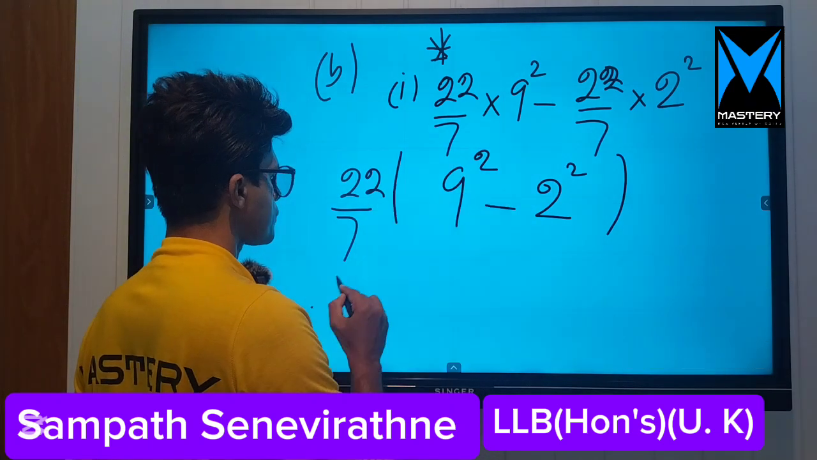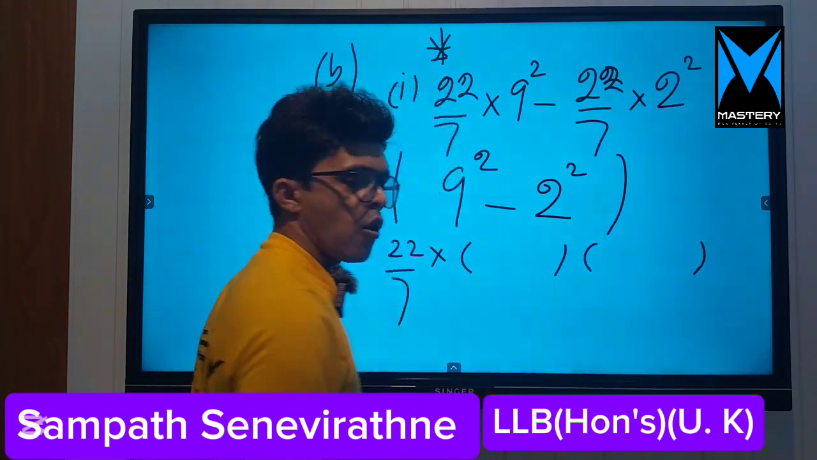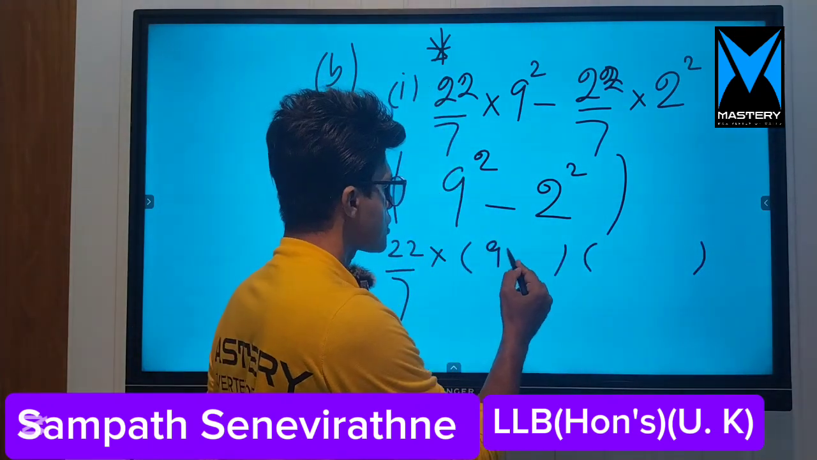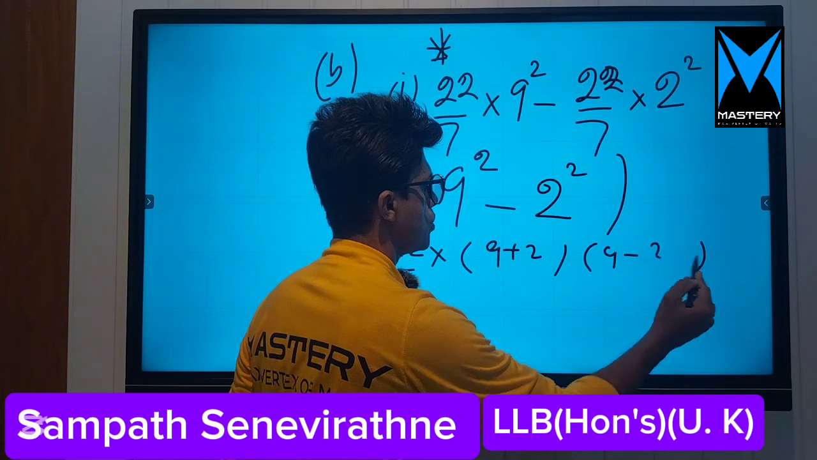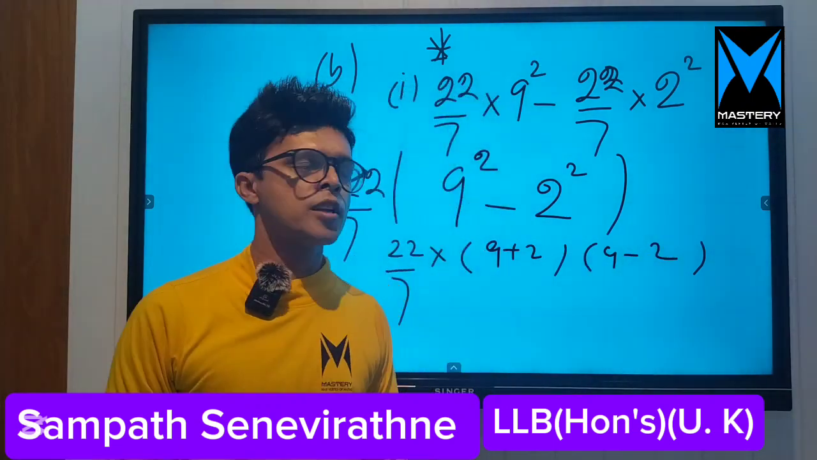22 over 7, difference of two squares. How can you factor this? 9 plus 2, 9 minus 2. Okay, so difference of two squares, 9 plus 2, 9 minus 2.